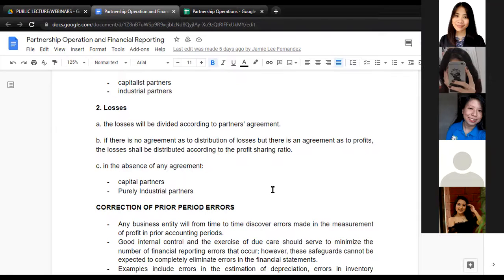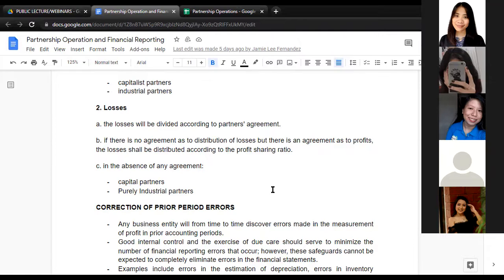Diba? A, B, C is 40-40-20. Sa losses, gano'n din yung distribution. In the absence of any agreement as to capitalist partner, the losses shall be divided according to their capital contributions. Kung walang napag-usapan, magbe-base sa na-contribute sa partnership according to the ratio of original capital investment, or in its absence, the ratio of capital balances at the beginning of the year.